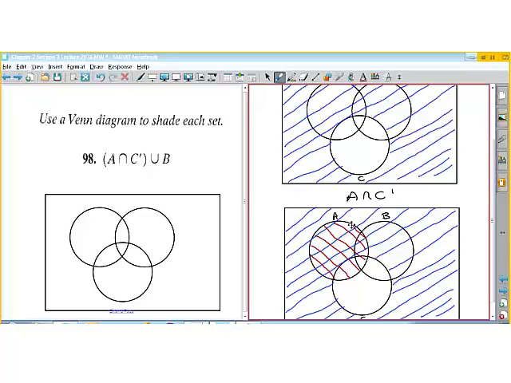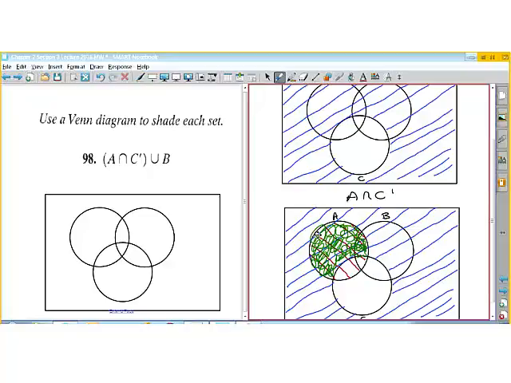So here I have just red, so that's not included. Here I just have blue, so that's not included. Here I have blue and red. So I'm going to use another color to show the whole result. So if I color in what's both blue and red, I'll get this part right here. So that green represents A intersect C complement.